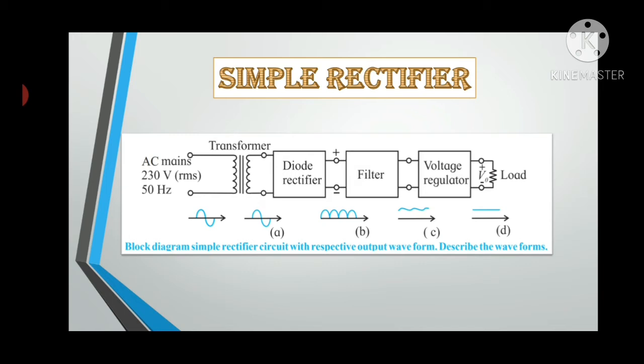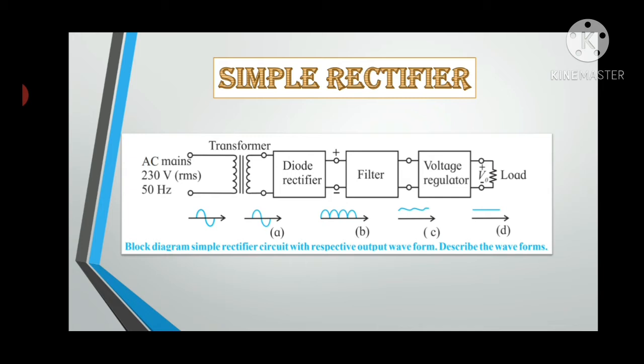For the simple rectifier, we have to just see the working by using this block diagram. So what does this block diagram tell you? It has many parts, or you can say many devices, used in it. First one is the AC mains. Then this AC mains is connected to a transformer. This transformer is then connected to the diode rectifier. Then we are using a filter and voltage regulator.